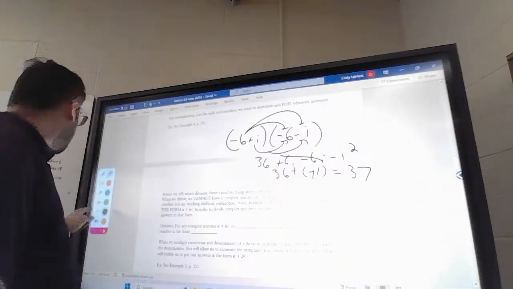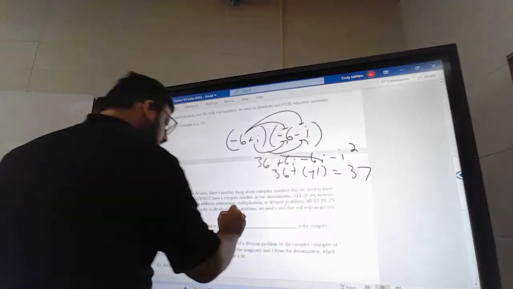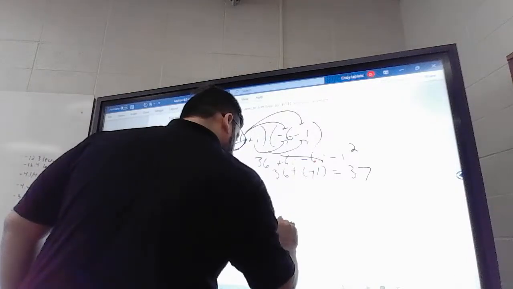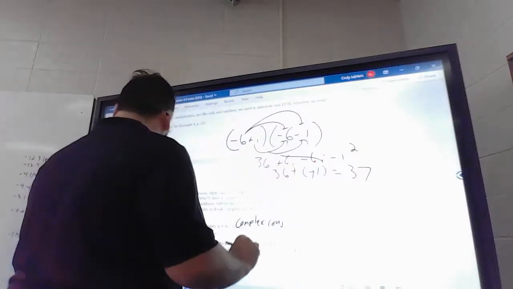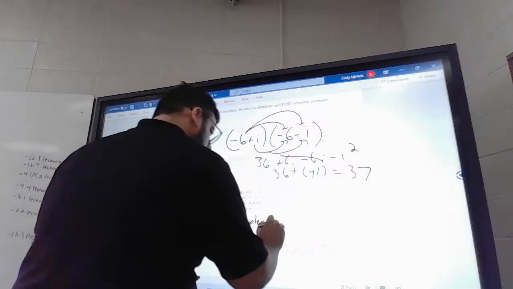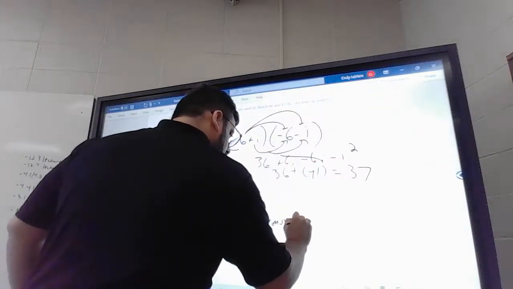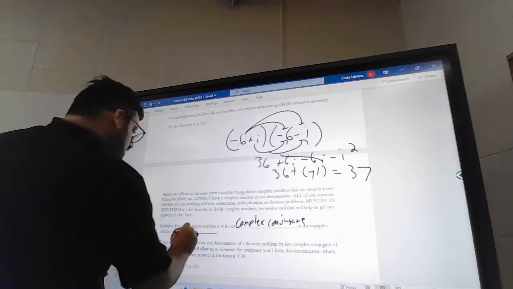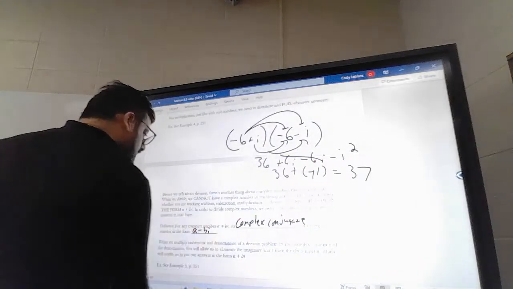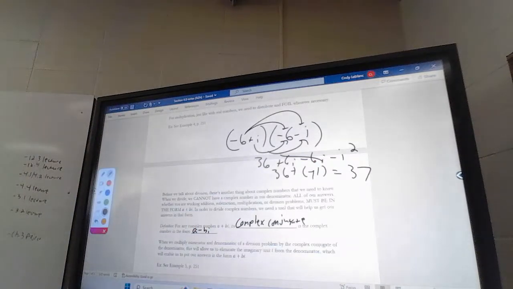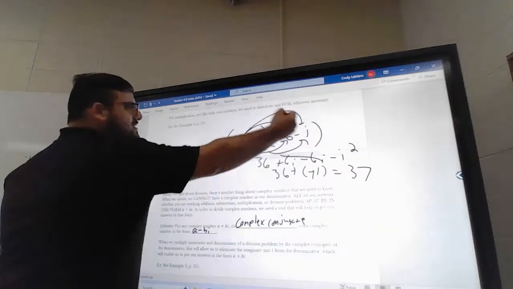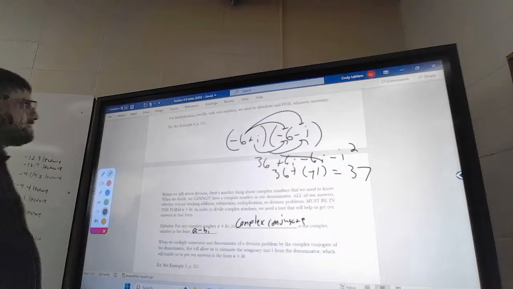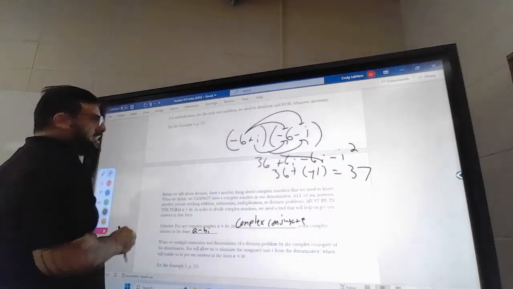For any complex number a plus bi, its complex conjugate is the complex number in the form a minus bi. So for -6 plus i, its conjugate is -6 minus i.